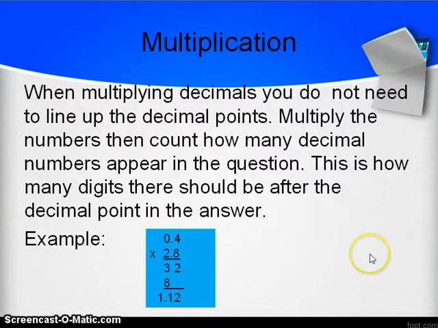In multiplication, when multiplying decimals, you do not need to line up the decimal points. Just multiply the numbers the normal way, then count how many decimal digits appear in the given numbers, and that is the number of decimal places in your answer. So here we have 1, 2 decimal digits. Then with our answer, we have to count from right to left. 1, 2. Then our answer will be 1.12.